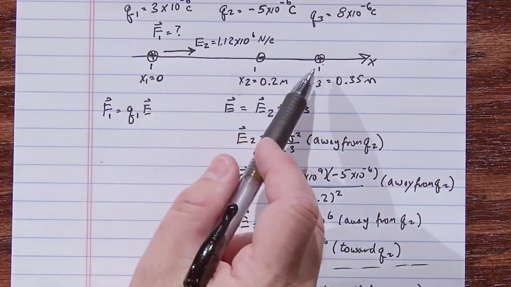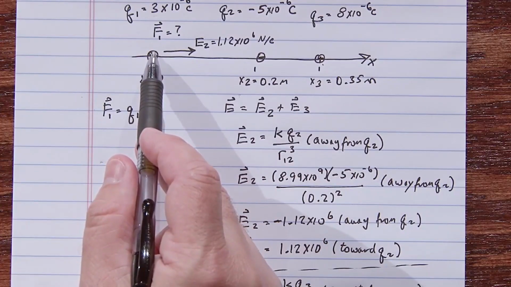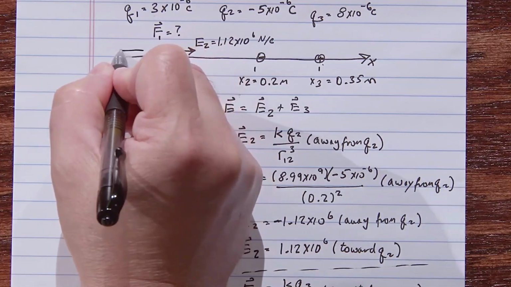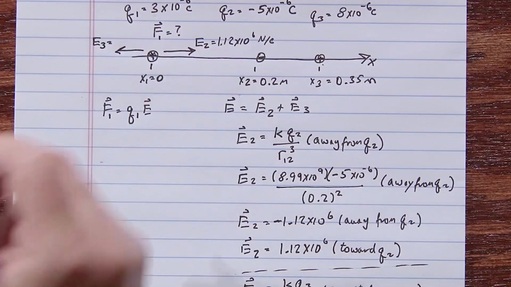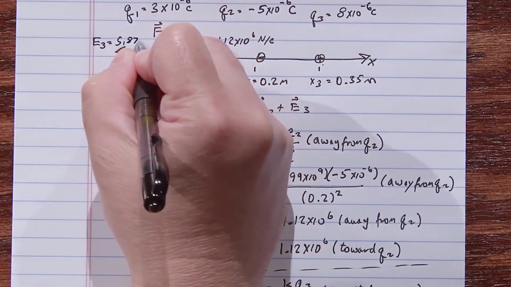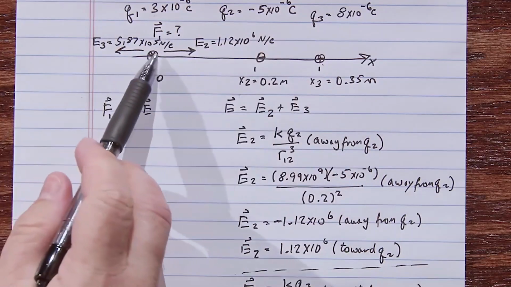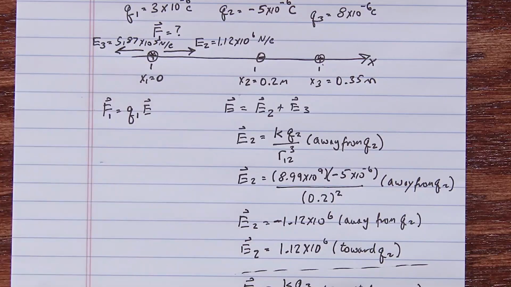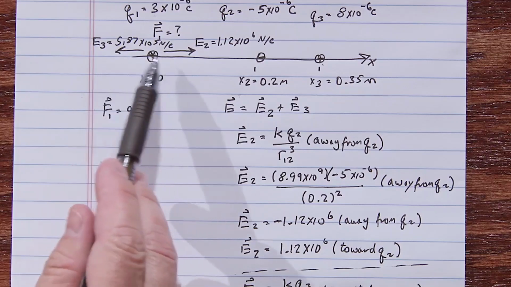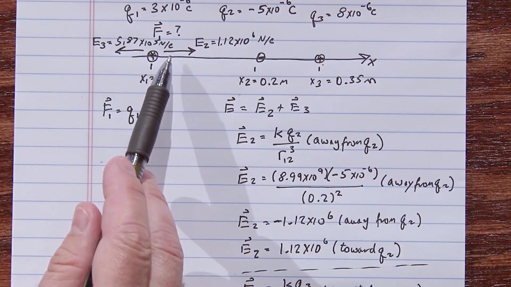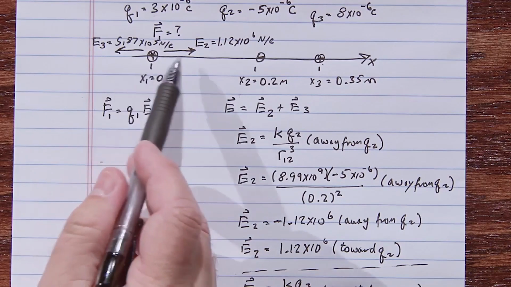So at this point, this charge is creating an electric field away from Q3. So if we're here and we want to get away from Q3, we'd have to move in the negative x direction. So E3 is 5.87 times 10 to the 5 newtons per coulomb away from charge 3, or in the negative x direction. So now we have the two component electric fields created by the two charges, and they're both in the x direction.